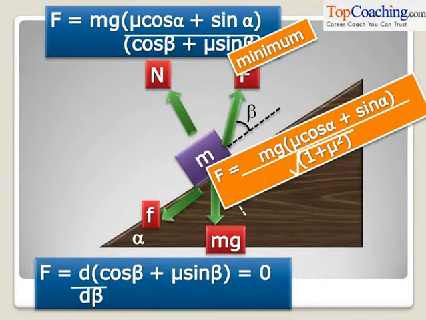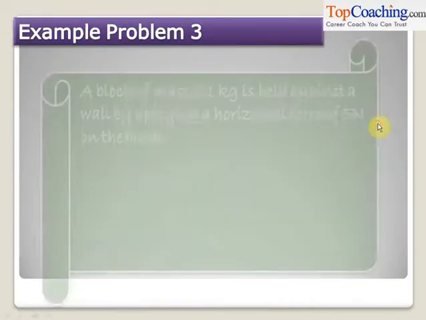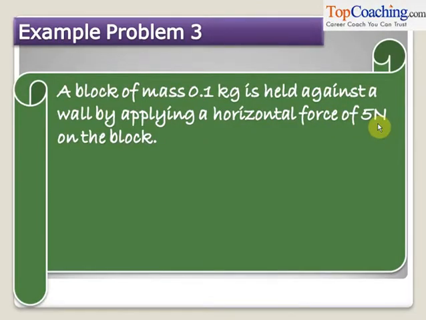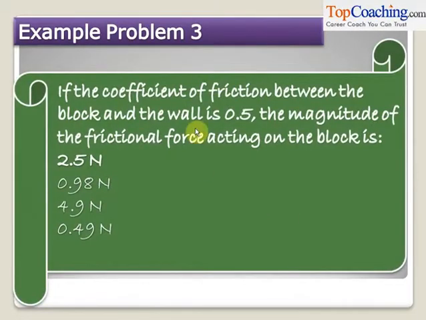So basically, this question again seemed complicated, but all that it involved was balancing forces on the block of mass small m. Here's yet another example to clear your concepts even further. A block of mass 0.1 kg is held against a wall by applying a horizontal force of 5 Newton on the block. Something like this. So there's a block of mass 0.1 kg, a force 5 Newton is applied on the block. The coefficient of friction between the block and the wall is 0.5. Then what is the magnitude of the frictional force acting on the block?